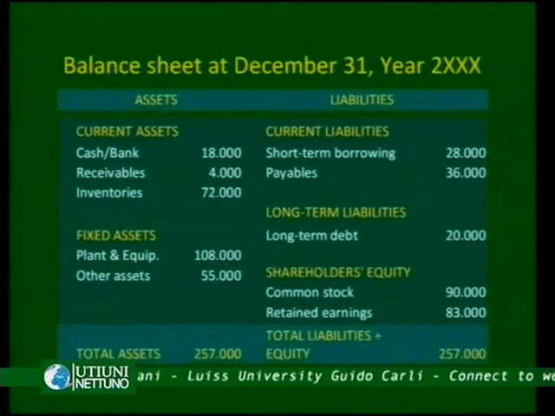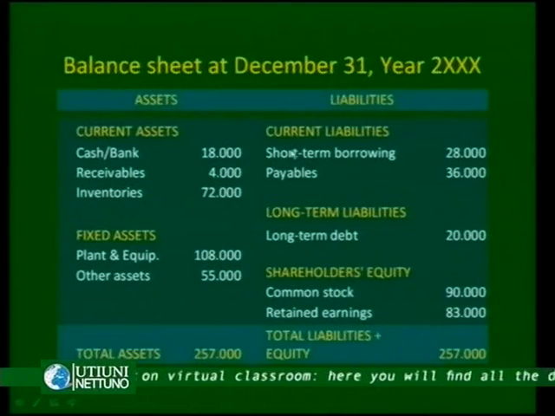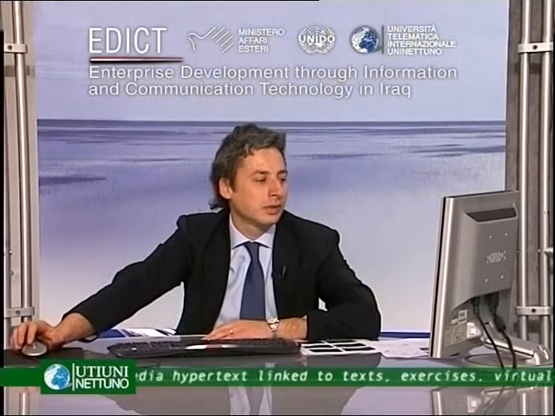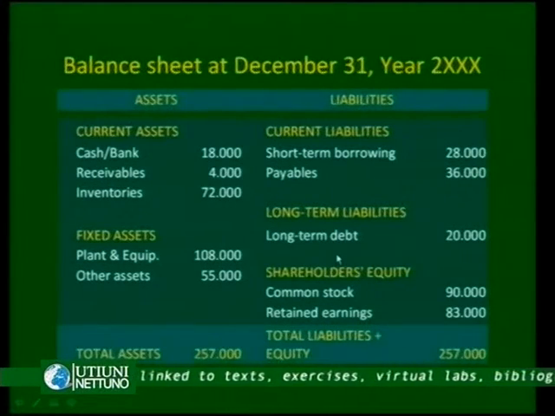We distinguish liabilities depending on their maturity. In particular, we have current liabilities that have a maturity shorter than 1 year, and we have long-term liabilities that have maturity longer than 1 year. So in the case of current liabilities here, in this example, we find short-term borrowing from banks or other financial institutions, and payables that are instead towards the suppliers of raw materials and other supplies. Instead, in the long-term liabilities, we find long-term debt towards banks or other creditors.